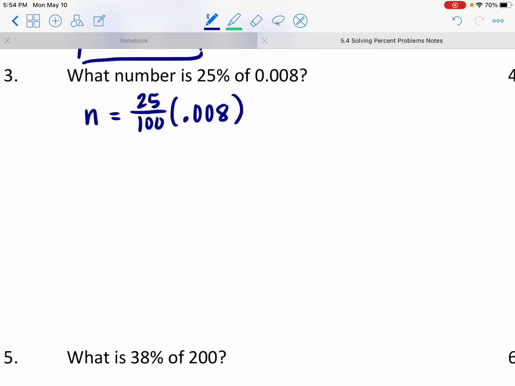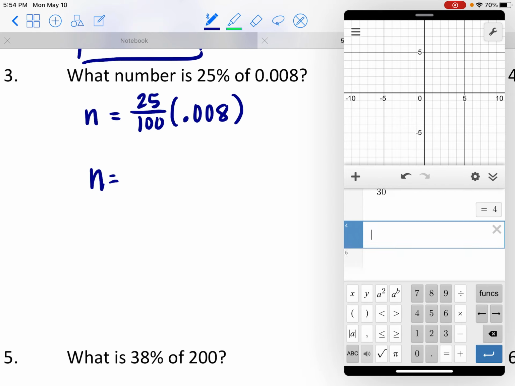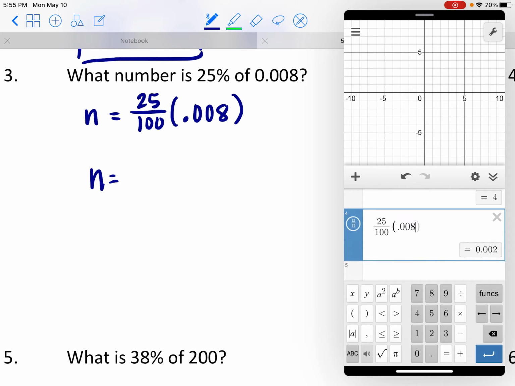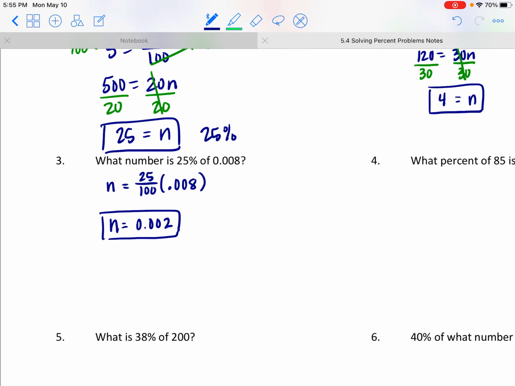And this one we don't even have to solve. This one is solved for us. N is already by itself, so this is just a matter of going into the calculator. You want 25 over 100 to be multiplied by 0.008, that's 8 thousandths. And we get 0.002, so we get 2 thousandths. 0.002 is our answer. Kind of nice on that one. Didn't even have to solve.